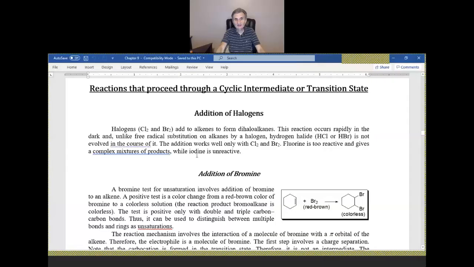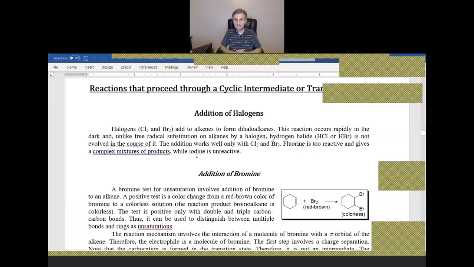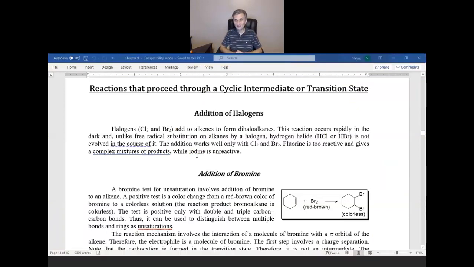We are going to cover the next section, which means cyclic intermediates. Oxidation and reductions are something we'll cover next day, and then all the exercises next day. Reactions that proceed through a cyclic intermediate or transition state are the third large class of reactions of alkenes. By far the most important are additions of halogens, and in general those are additions of chlorine and bromine. Fluorine is too reactive, and sometimes the reaction is explosive, while iodine is unreactive.